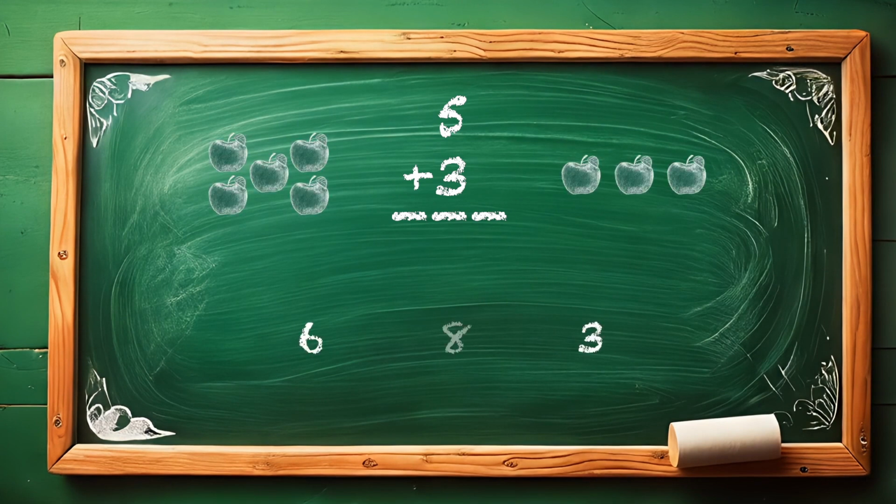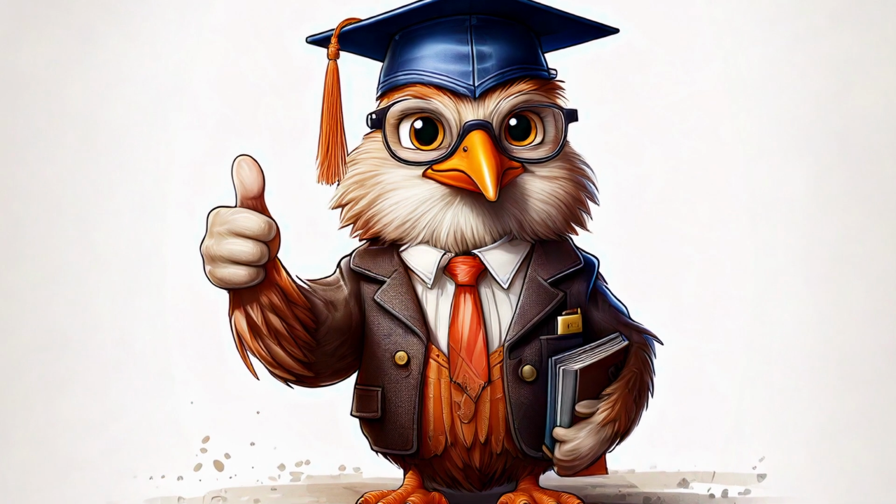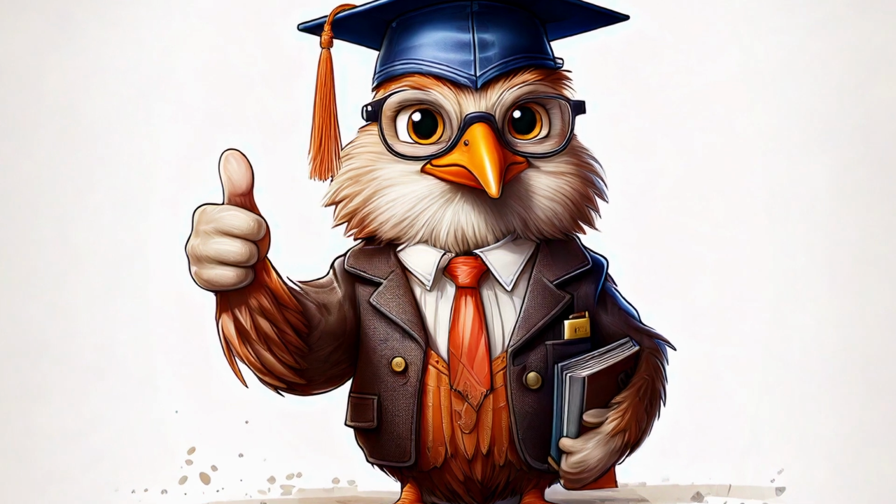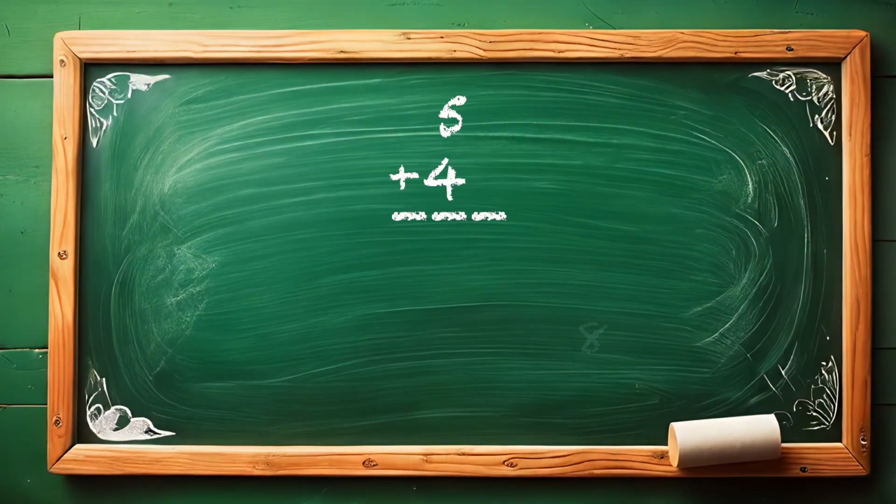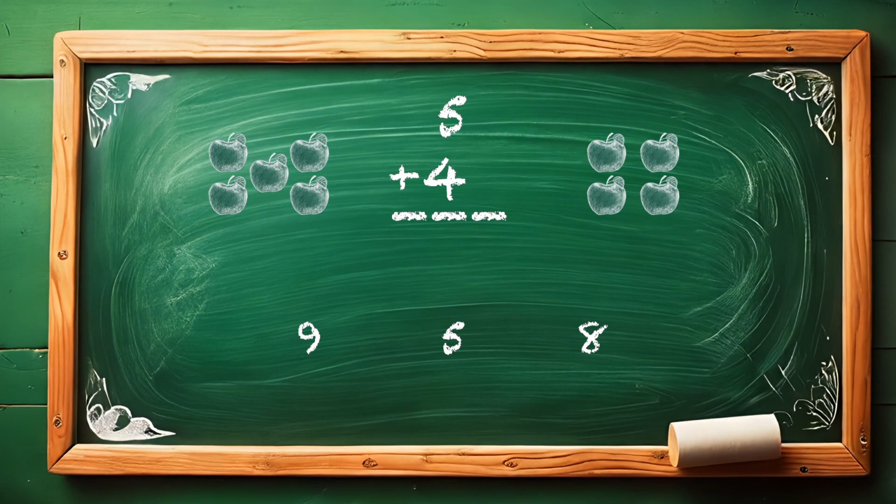If you have 5 apples plus 3 apples, do you have 6 apples, 8 apples, or 3 apples in total? 5 plus 3 equals 8. If you have 5 apples plus 4 apples, do you have 9 apples, 5 apples, or 8 apples in total? 5 plus 4 equals 9.